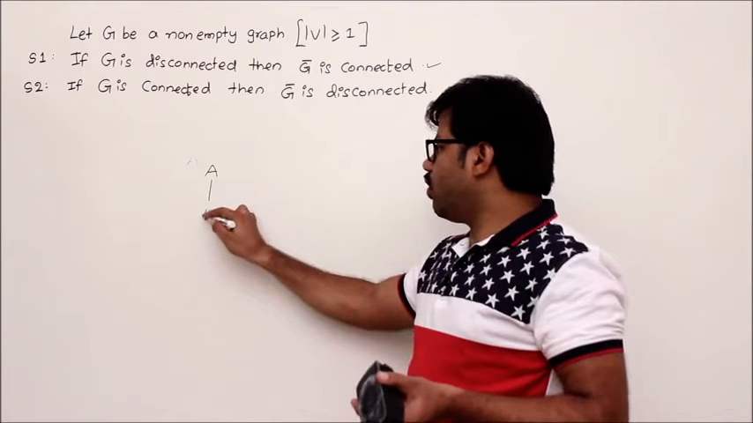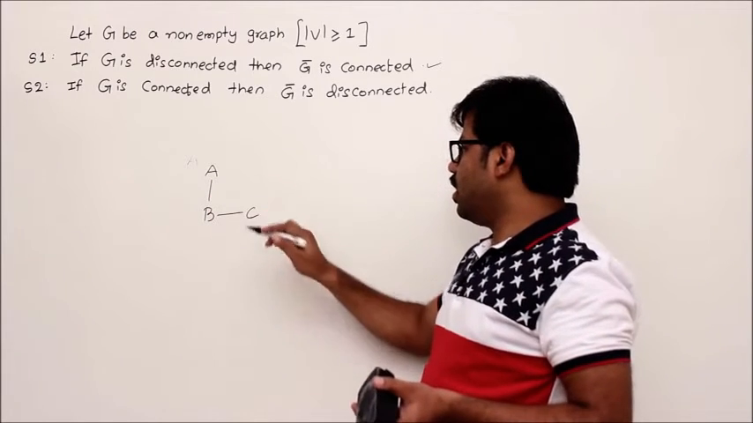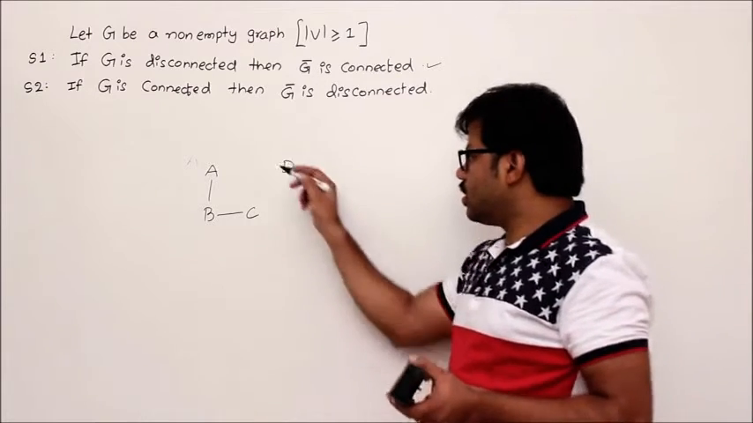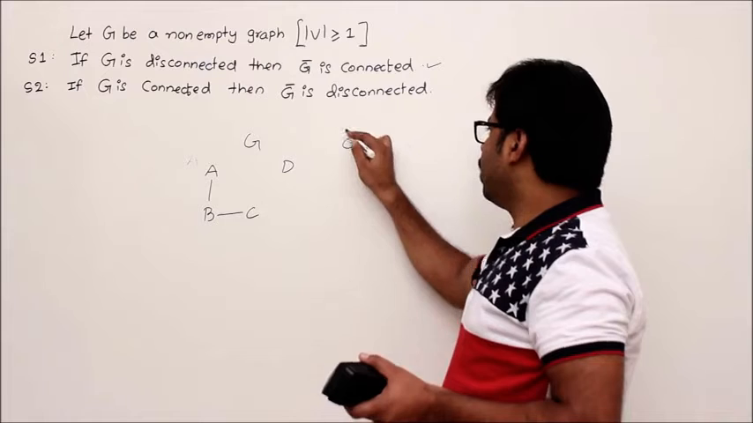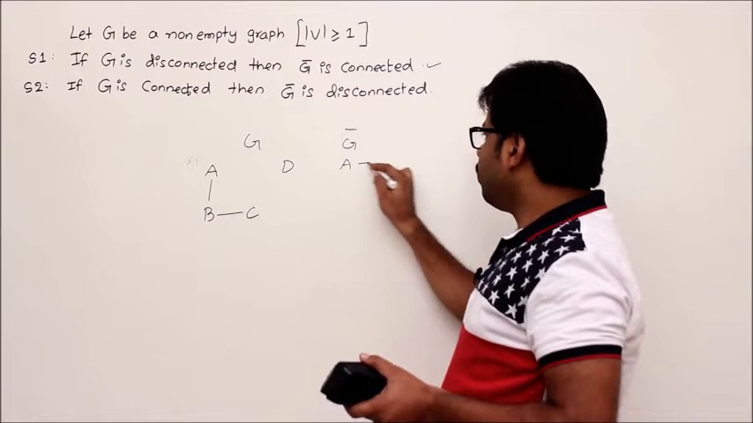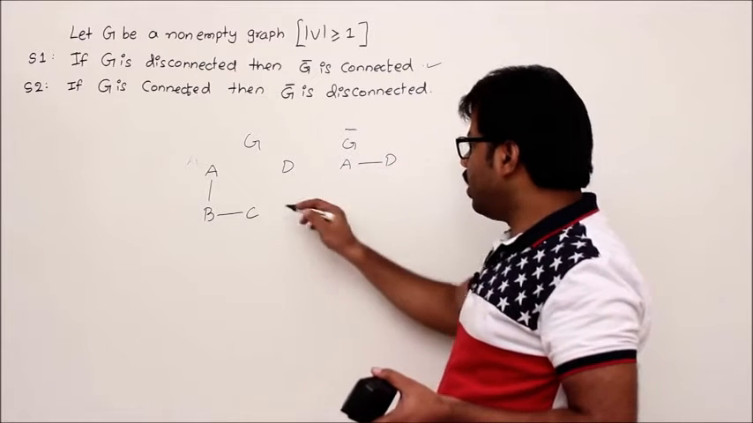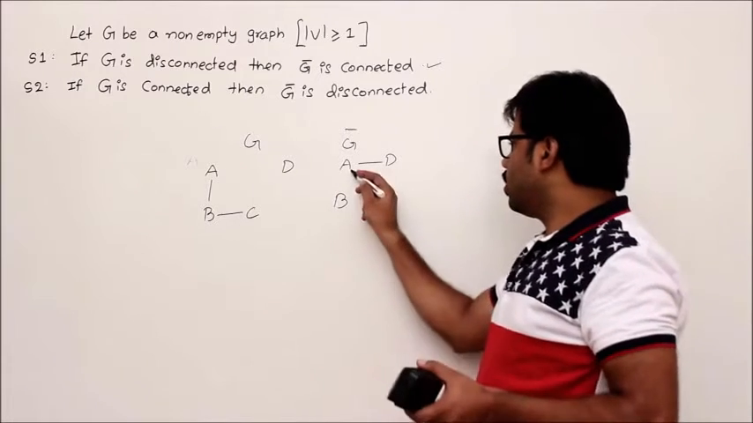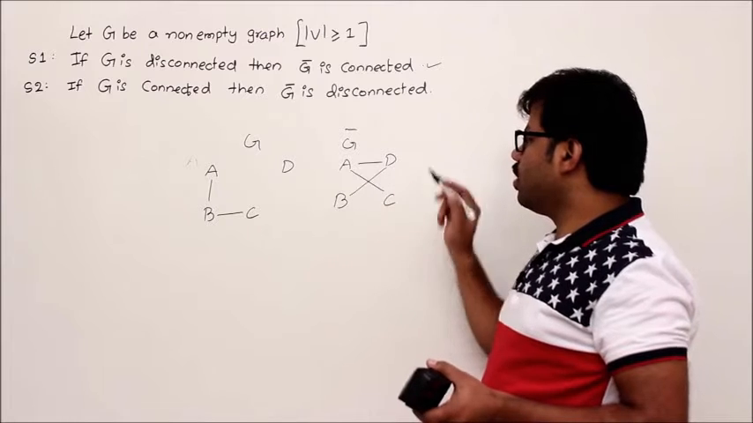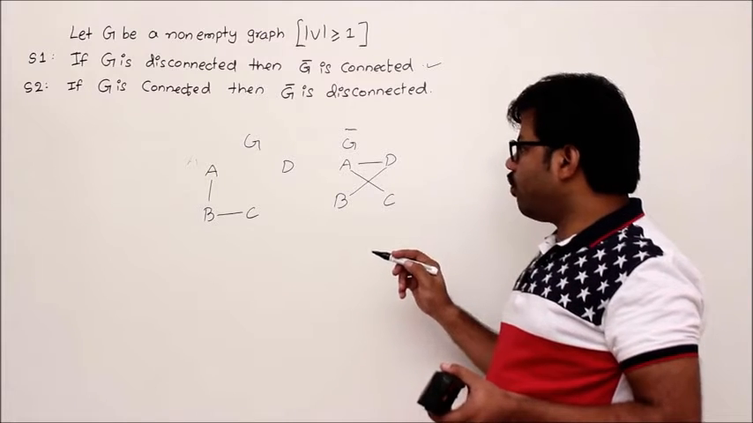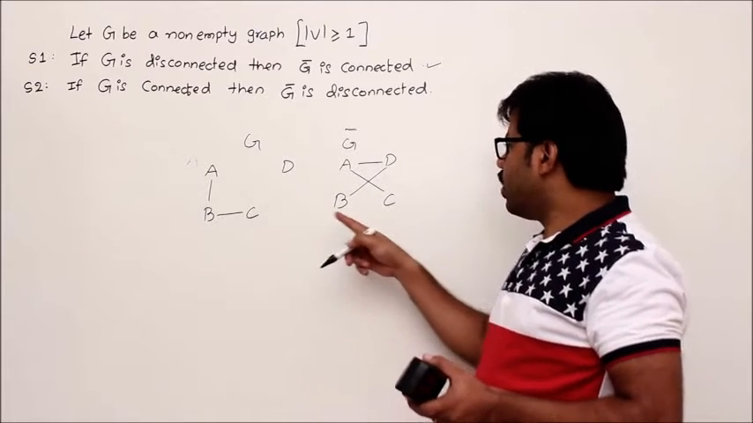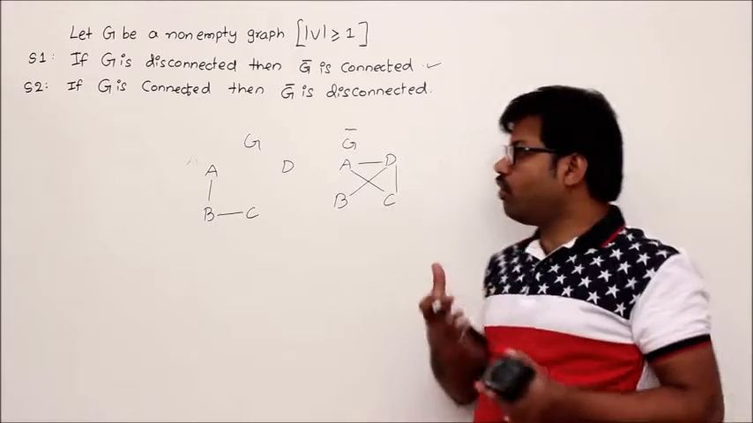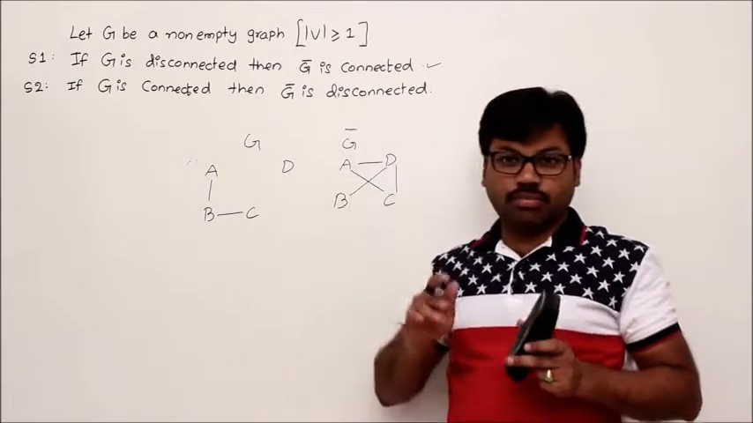Take one more different graph like this: A, B, C, maybe D. Okay, single vertex. Then let's try to compute G bar. Okay, then what do you get? AD might be, I'm trying to calculate the complement. So A to C, yes, then B to D. Then D to B, D to C, yes, D to C. So I'm slowly getting confidence that S1 is correct.